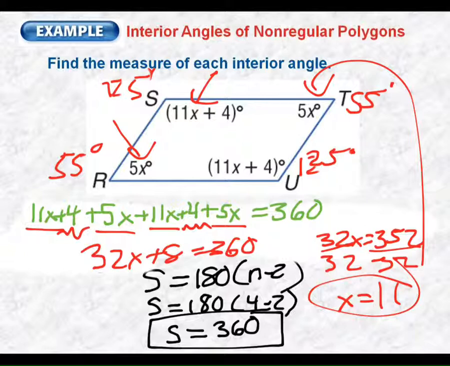Again, they should add up to 360, right? So if all four didn't add up to 360, I need to go back and check my answer. Okay. 121 plus 4, get 125 in each of these. Any questions with that? Still applying the same theorem there. All right.